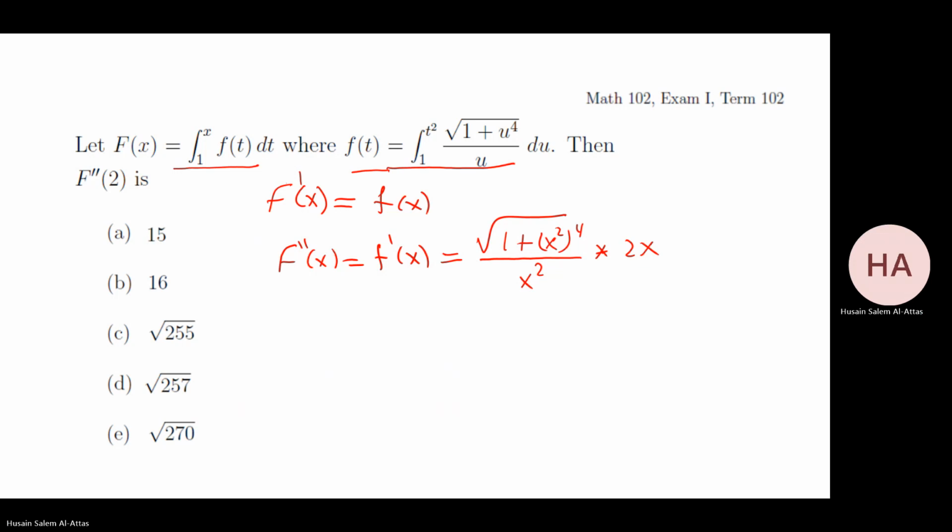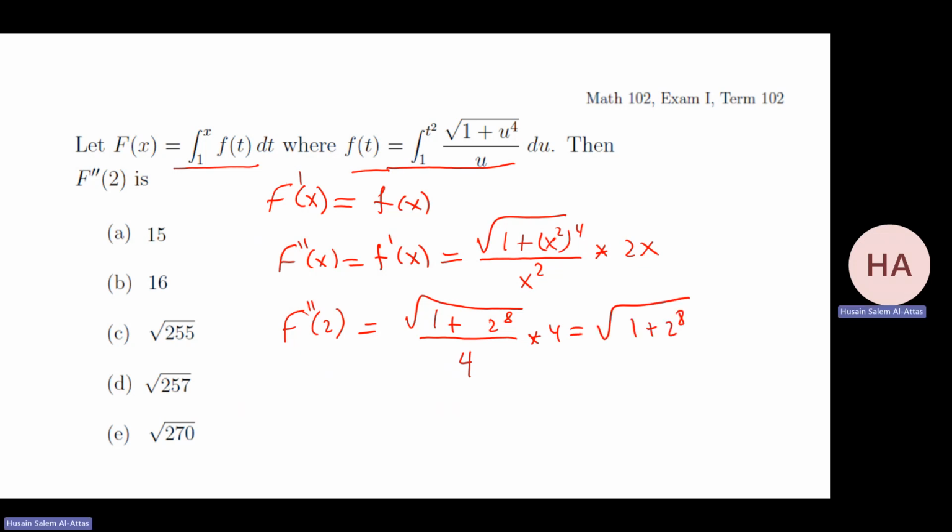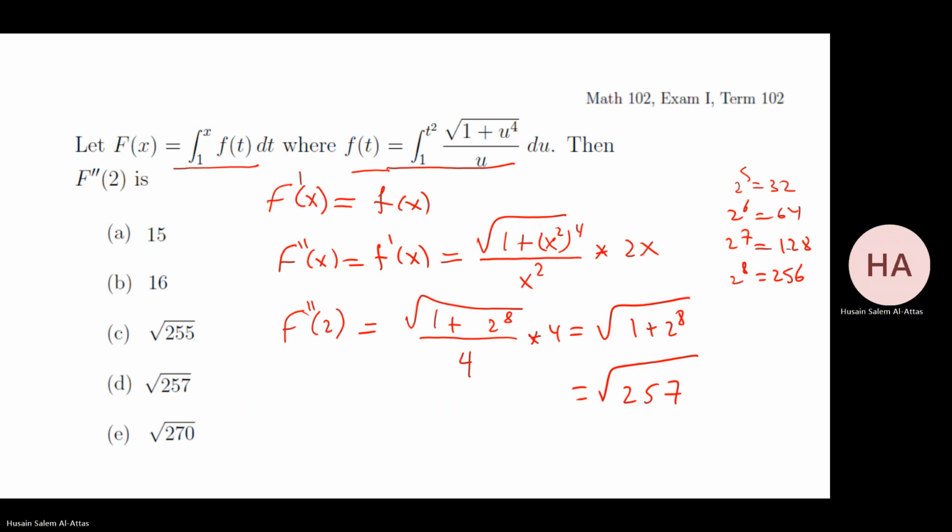So, what will be capital F double prime at 2? That will be square root 1 plus 2 to the power 8 over 4 times 4. So it's square root 1 plus 2 to the power 8. What is 2 to the power 8? I know 2 to the power 5, 32. 2 to the power 6, 64. 2 to the power 7, 128. 2 to the power 8, 256. So that will be square root 257. That's my answer.